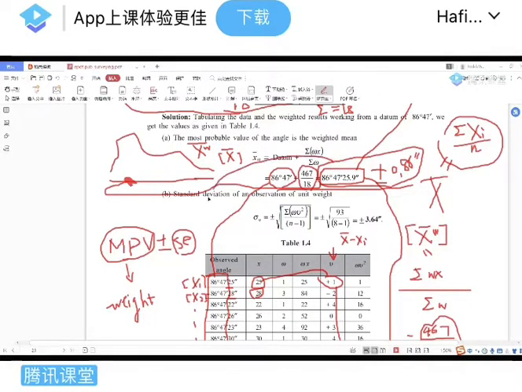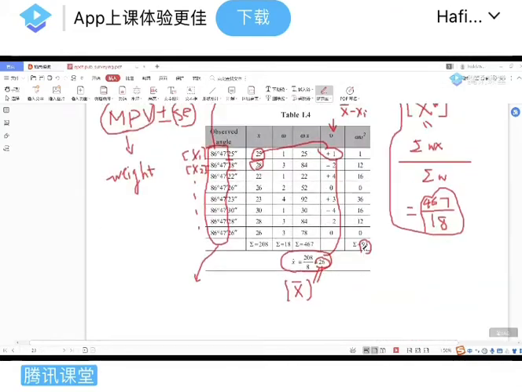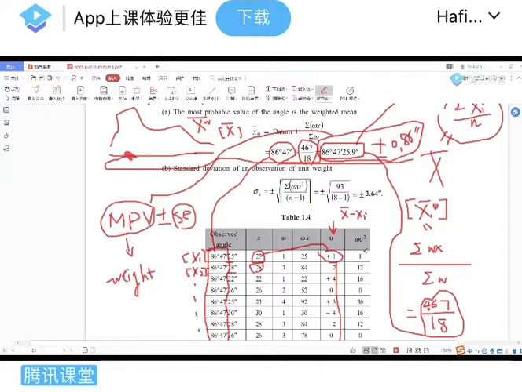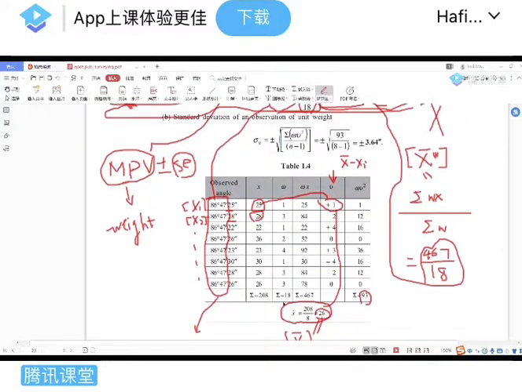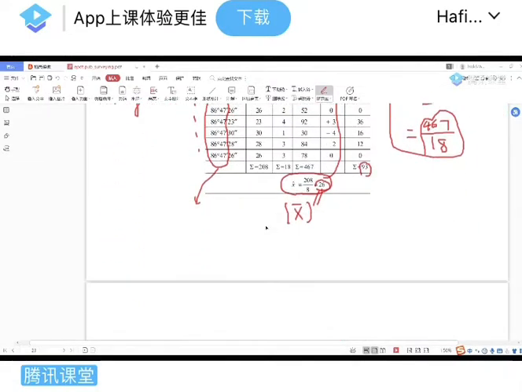MPV over here, your final solution. So MPV is this one, 86 something. This is your MPV, plus or minus the standard error of the weighted mean, which is 86 according to this one. I already wrote it over here, but now you have to use your calculator and machine to reproduce this number, and that's it.